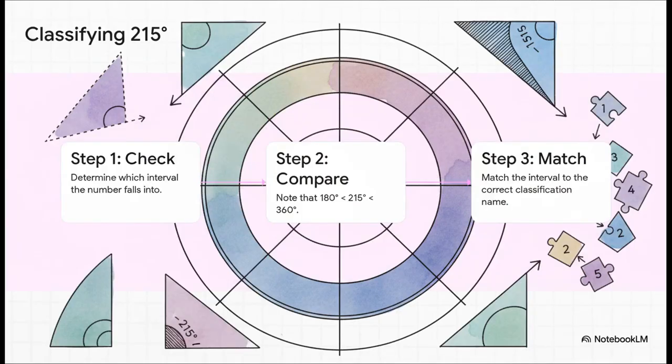Okay, so eyeballing is great, but what if you're just given a number? Let's say 215 degrees. All we have to do is run it through our list of definitions. Is it between 0 and 90? Nope. Is it 90 exactly? No. Between 90 and 180? Still no. But is it greater than 180 and less than 360? Yes! Bingo! We found its home.